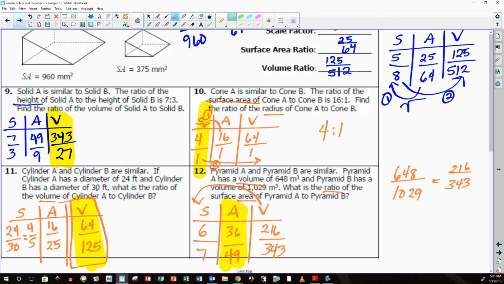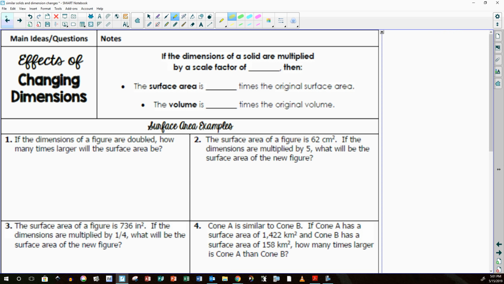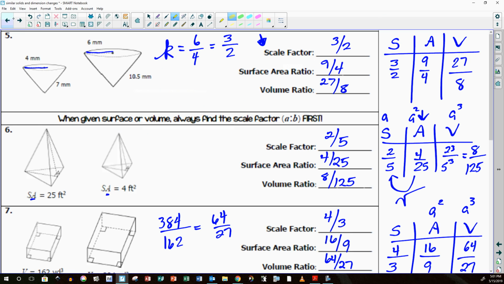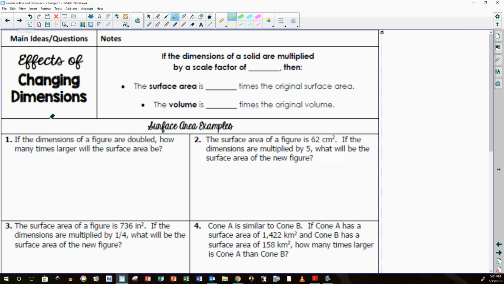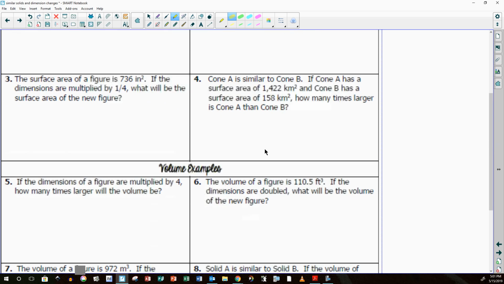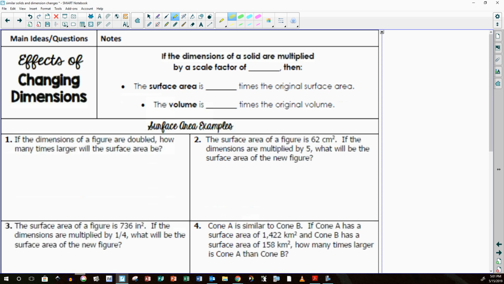All right, that took care of that. Now let's talk about the effects of changing dimensions. These are pretty easy because what's going to happen is, all right, let me scroll through here. I apologize.